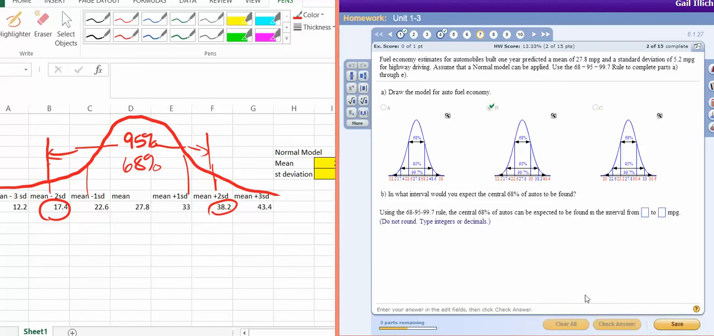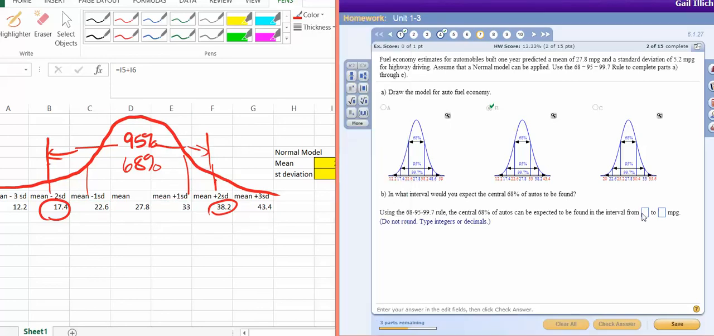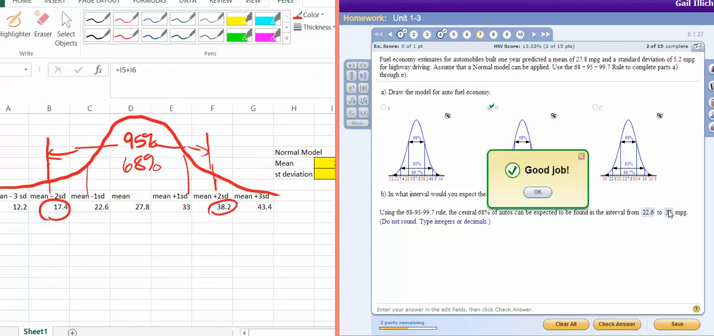Okay, now it says, in what interval would you expect the central 68% of the autos? Remember, the middle 68% is within 1 standard deviation, so that's going to be 22.6 to 33, because I just went out 1 standard deviation on either side of the mean.